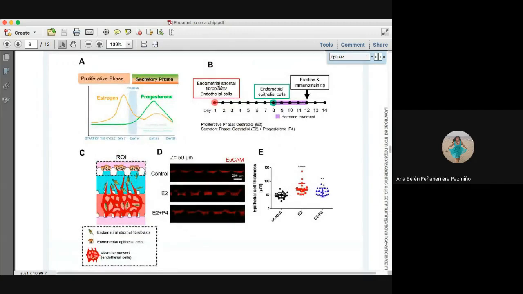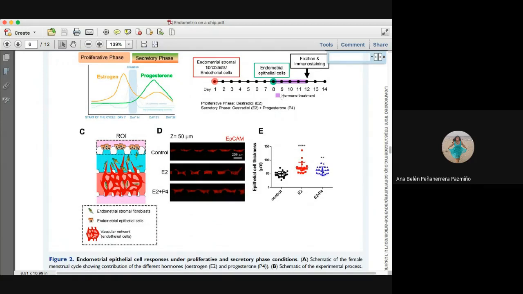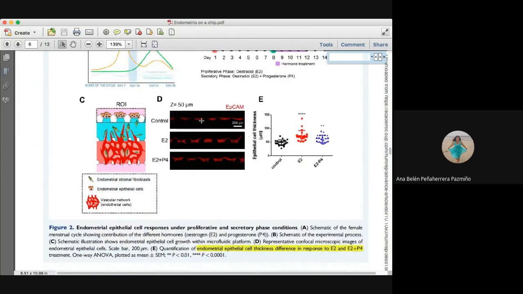So in day number 1, they culture endometrial stromal fibroblasts and endothelial cells. And at day 8, they culture endometrial epithelial cells. Then they start the hormone treatment, and after 12 days, they fix these cells and they perform the immunostaining. So here you see the thickness of these endometrial epithelial cells with this marker, the EpCAM, and they measure this thickness.